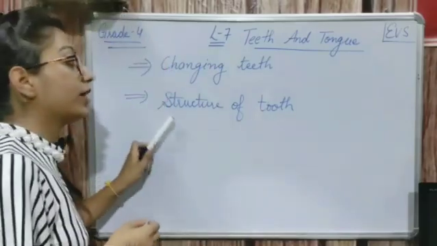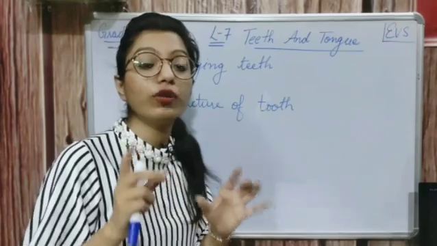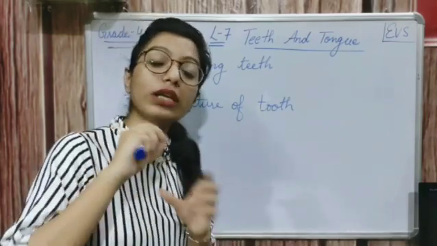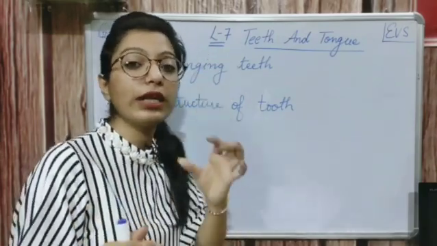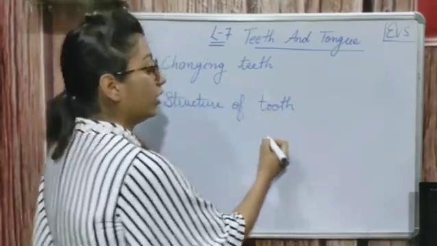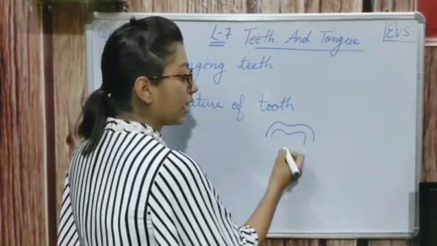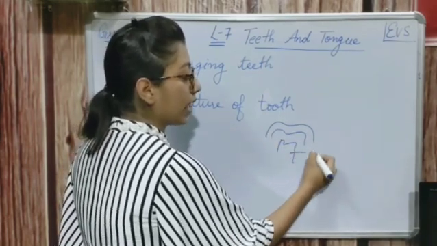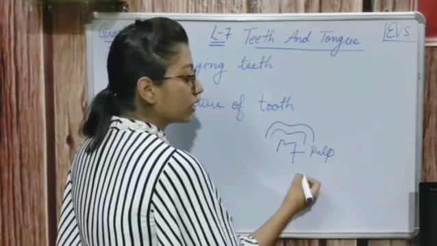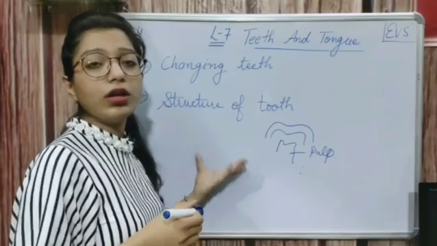Now what is the structure of tooth? Structure of tooth I explained earlier, and I have shown you the video also. In that video it was very clear about each and every layer. The first layer is white in color, and after that there is another layer, that is dentine, and the inner part is pulp, and inside that are blood vessels and nerves. Clear? So this was about the structure of tooth.